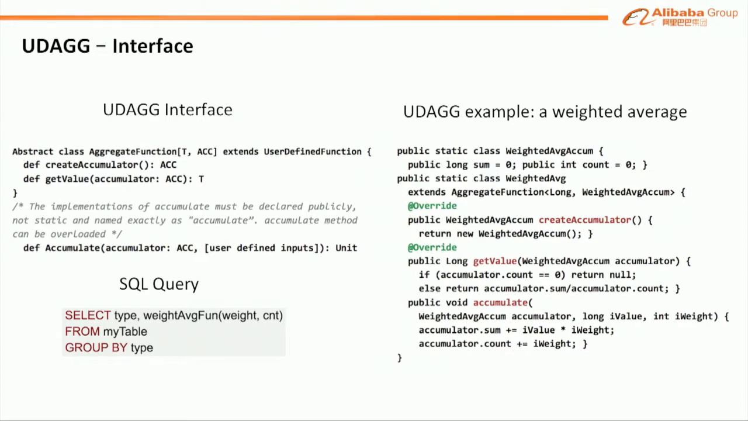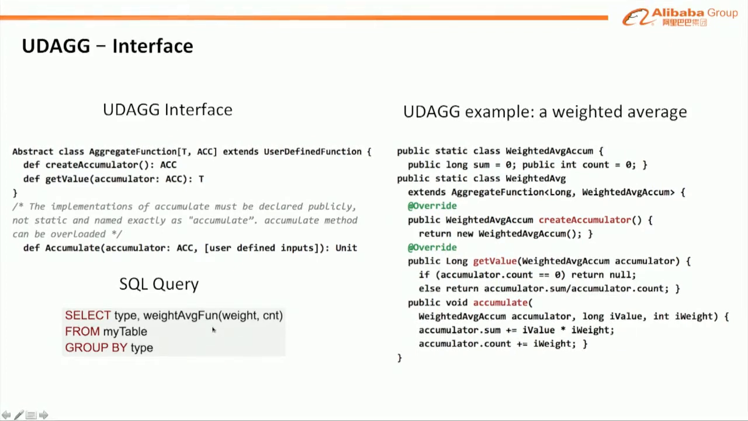So this is a simple interface. We have three methods: create accumulator, accumulate, and get value. The above two are defined in the interface. The third one is a contract method because the input is dynamically changing, so you cannot put it into the interface. Having this interface, the user just needs to override the method, implement the method with their business logic, and then use it in the SQL query.